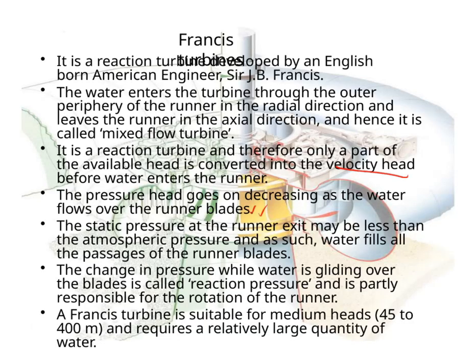Let's talk about Francis turbines, a type of reaction turbine named after Sir J.B. Francis, an English-born American engineer. Water enters the turbine from the outside, moving radially, then leaves axially, which is why it's called a mixed-flow turbine. Only part of the water's energy converts to velocity before hitting the runner. Pressure drops as water moves over the blades, creating reaction pressure that helps spin the runner. These turbines work best with medium heads and a good flow of water.